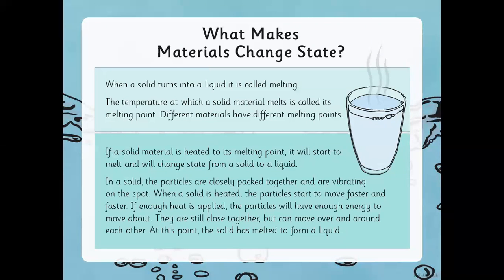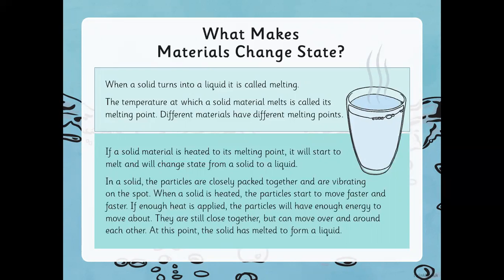So what makes materials change state? Okay, when a solid turns into a liquid, it's called melting. The temperature at which a solid material melts is called its melting point. Different materials have different melting points. If a solid material is heated to its melting point, it'll start to melt and it will change state from a solid to a liquid. So have a little think about things that you can think of that melt. So we've talked about ice. Ice melts. What else can you think of that melts?